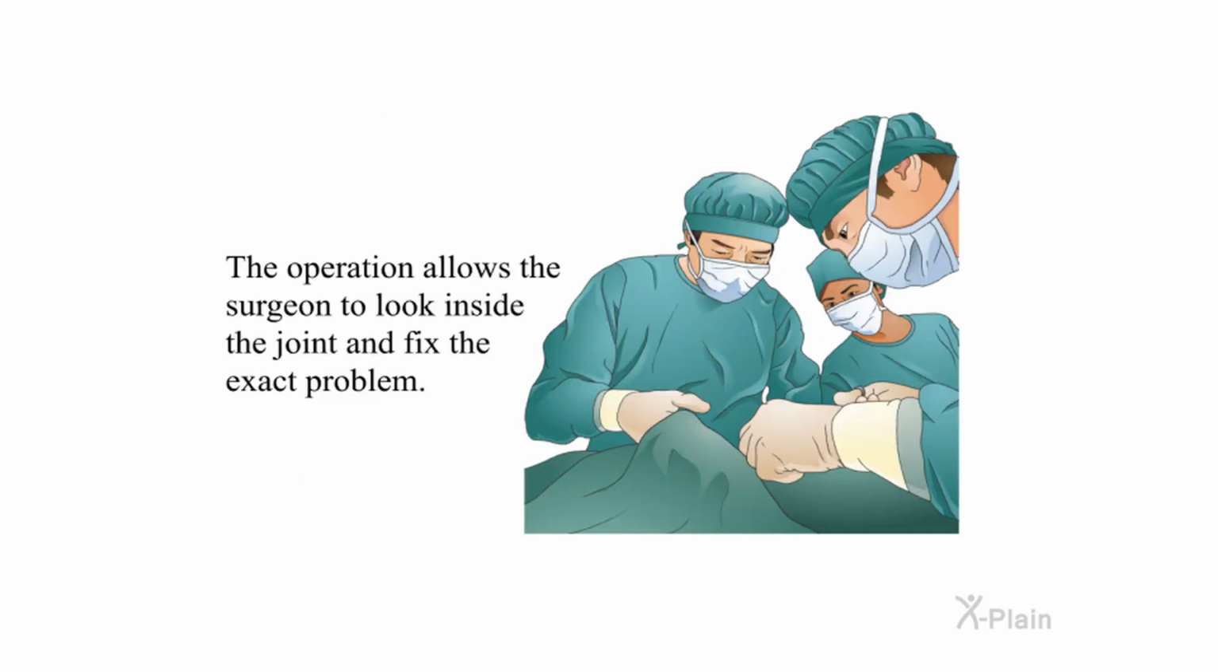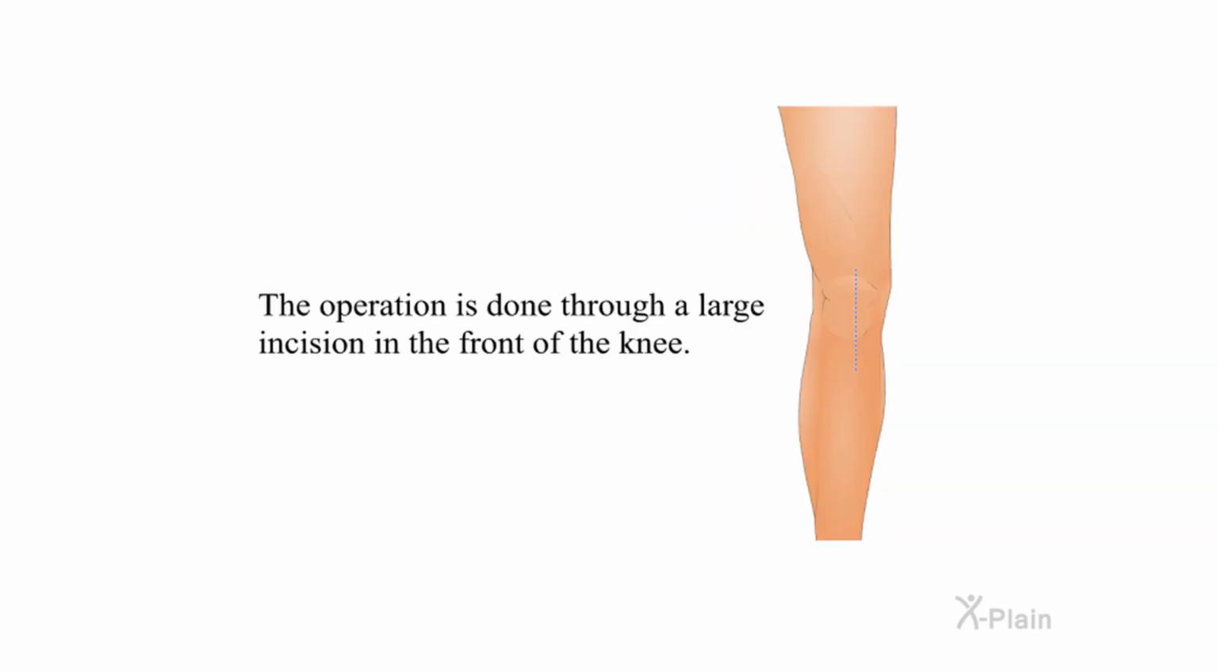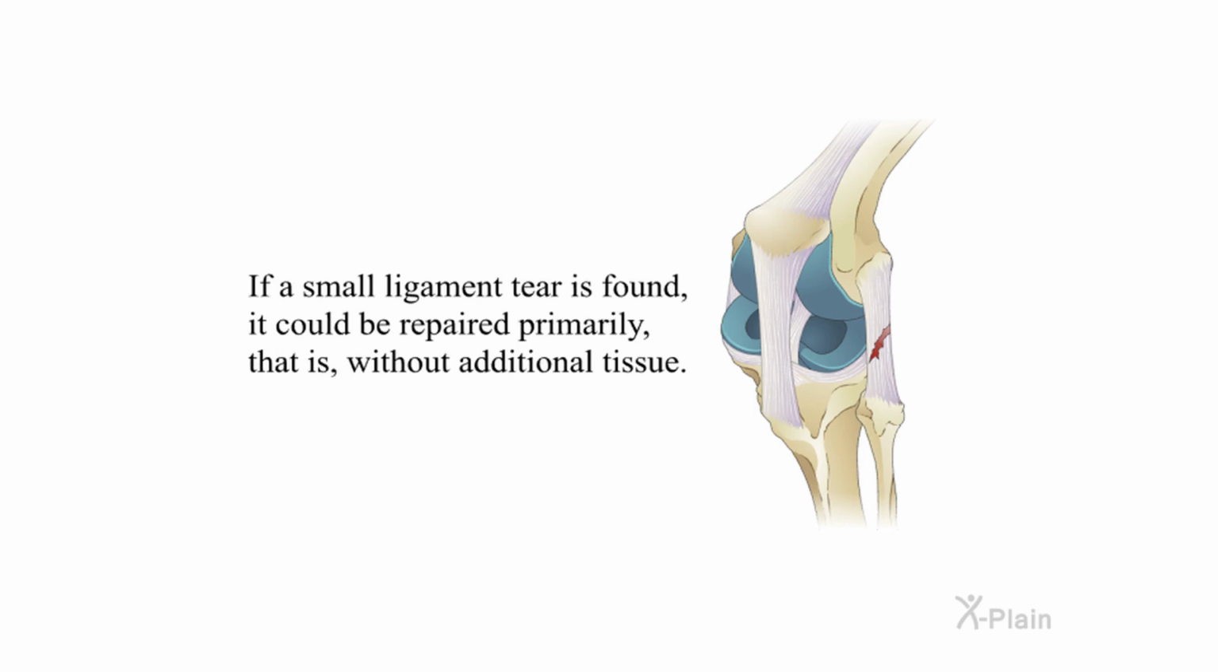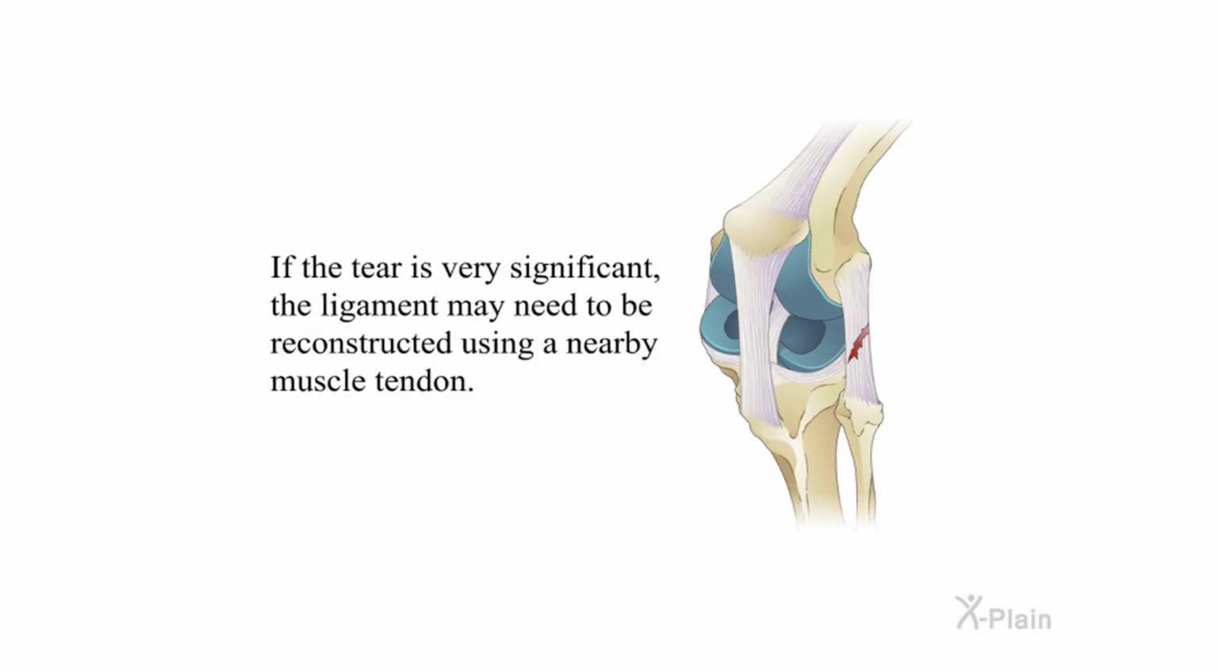Surgical treatment. The operation allows the surgeon to look inside the joint and fix the exact problem. The operation is done through a large incision in the front of the knee. If a tear in the meniscus is found, your surgeon can either remove the part that is torn or repair it, depending on the extent of the injury. If a small ligament tear is found, it could be repaired primarily, that is, without additional tissue. If the tear is very significant, the ligament may need to be reconstructed using a nearby muscle tendon.